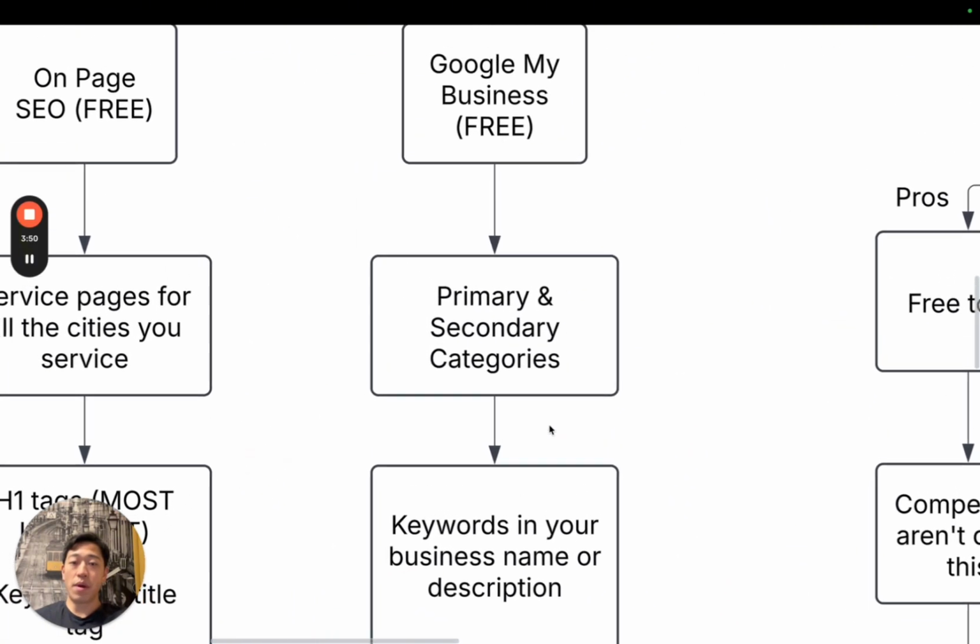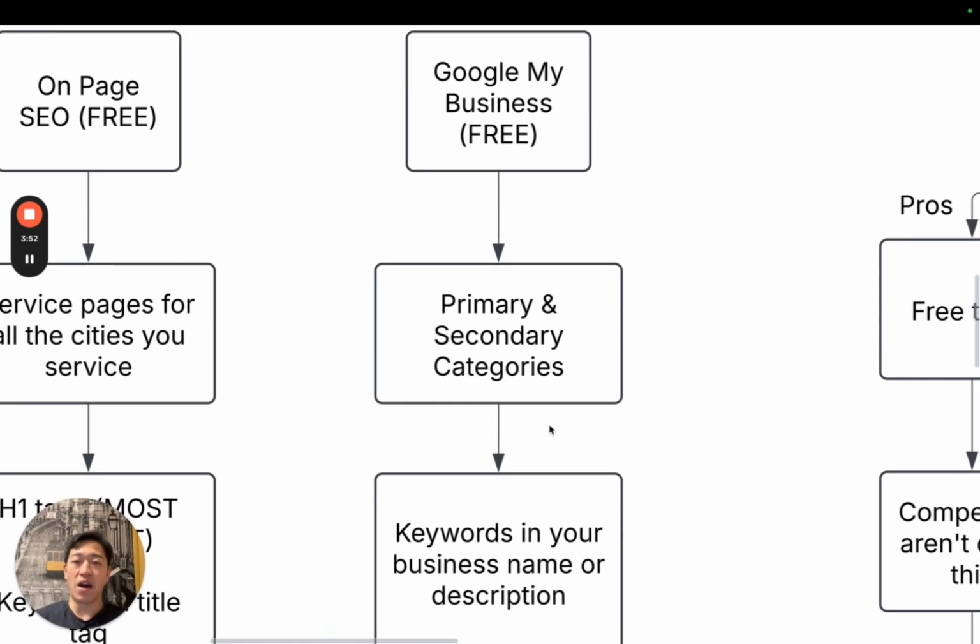So Google My Business, I'm sure you probably have a Google My Business profile if you're a local contractor, but number one ranking factor on Google My Business is the primary and secondary categories. So you want to make sure that your primary category is on point and your secondary categories are listed as well. So if it's not the main service you're offering, you shouldn't have that as your primary category.